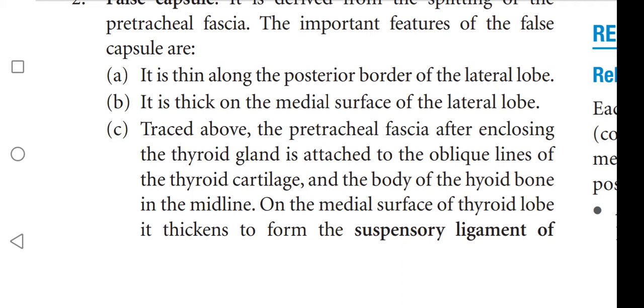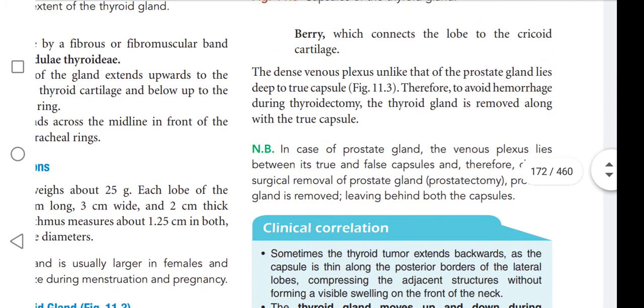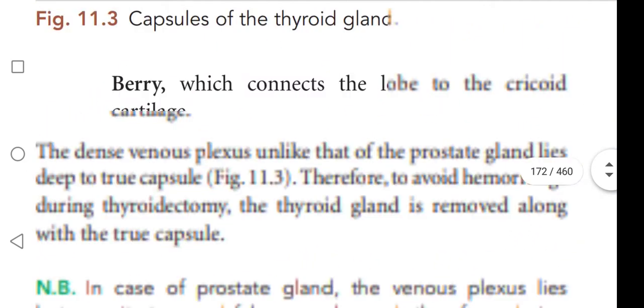Traced above, the pretracheal fascia after enclosing the thyroid gland is attached to the oblique lines of the thyroid cartilage and the body of the hyoid bone in the midline. On the medial surface of the thyroid lobe, it thickens to form the suspensory ligament of Berry, which connects the lobe to the cricoid cartilage.